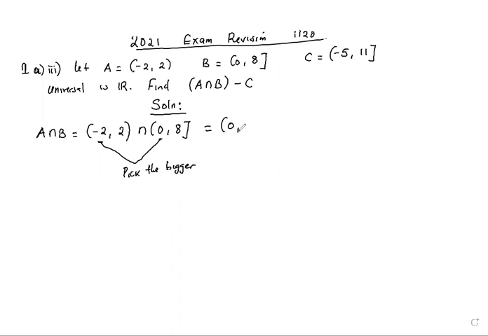And then you go on the right boundaries. Between 2 and 8, you pick the smaller number. So between 2 and 8, 2 is smaller than 8, so we pick 2. When you pick the number, pick it with its type of bracket. So 2 has this type. So pick the same that 2 has. That is A intersection B.